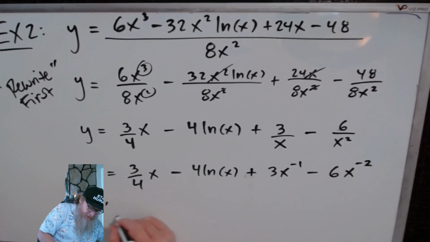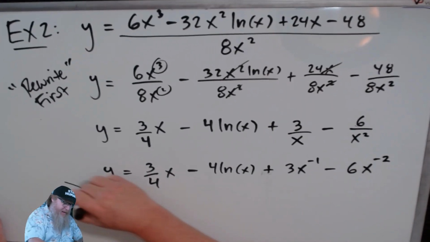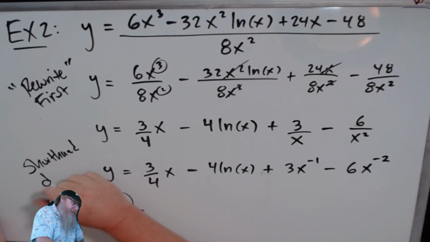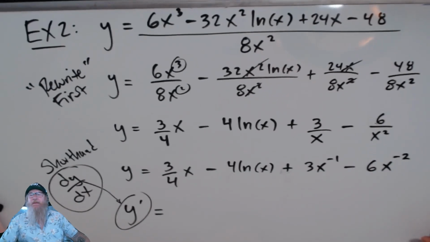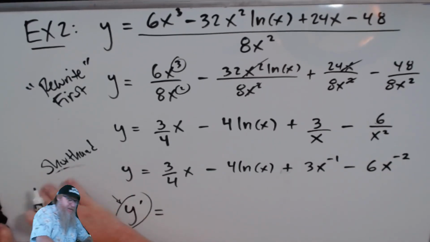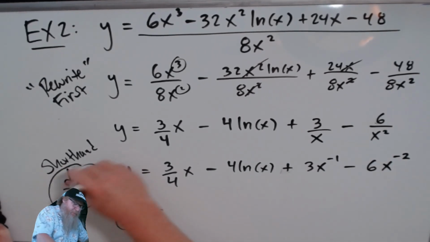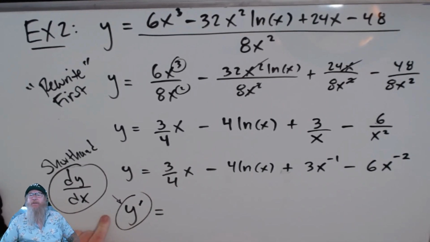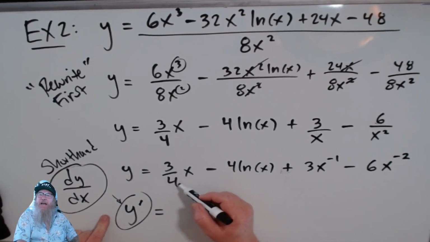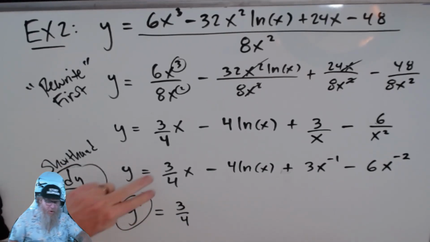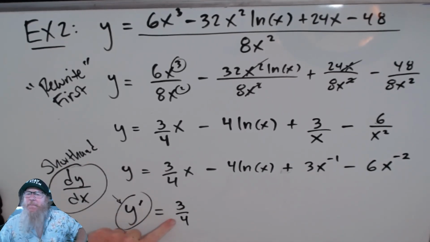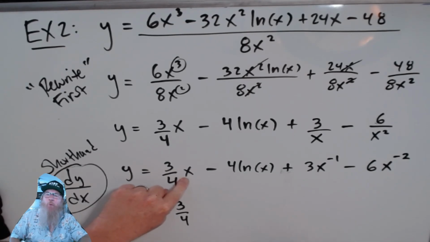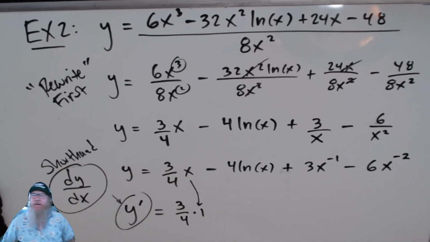So now we can take the derivative, y prime. This is just a shorthand for dy dx. So sometimes I'll say y prime instead of saying dy dx. Just a quick way to say take the derivative. All right, 3/4 x. So the derivative is just 3/4. We don't worry about denominators when they're constants. But now the derivative of x is just going to be 1. So that's 3/4 times 1.